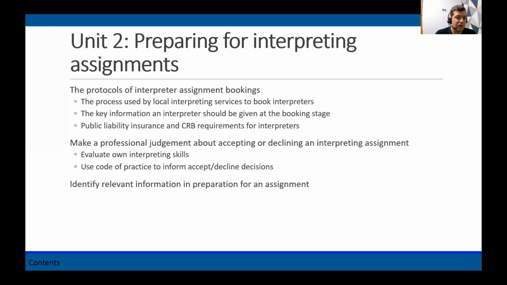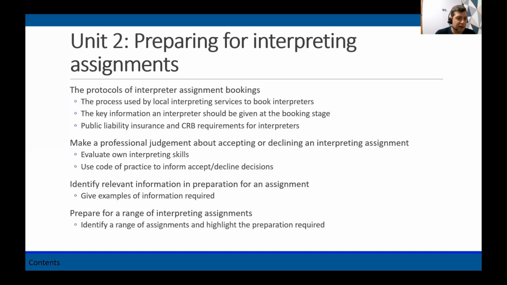We'd look at identifying relevant information in preparation for an assignment, and that would include giving examples of information required. So in that case, what kind of information would you use if you're preparing for an assignment? Because there's a lot out there. And finally, preparing for a range of interpreting assignments, which includes identifying a range of assignments. So how do you know what type of assignment you've got and how do you know what kind of preparation is required for that specific assignment?